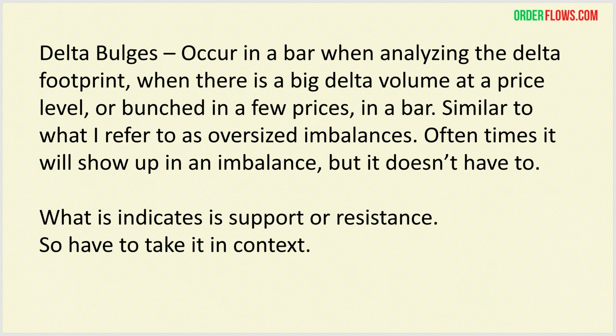And the same thing is occurring in the market. And it occurs, again, this is on a delta footprint chart, when there's a big delta volume at a price, or bunched in a few prices in a bar. It doesn't necessarily have to be in one price level. It could be spread out over 2 or 3 price levels in that bar.